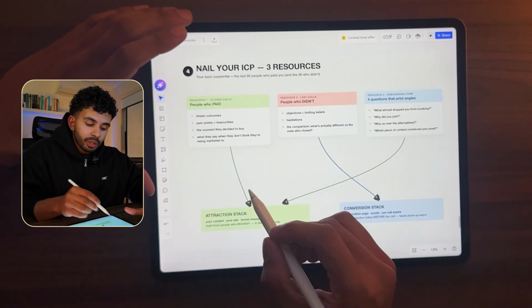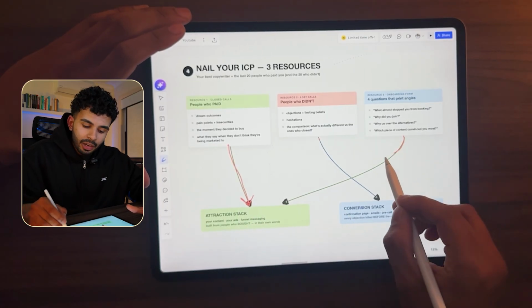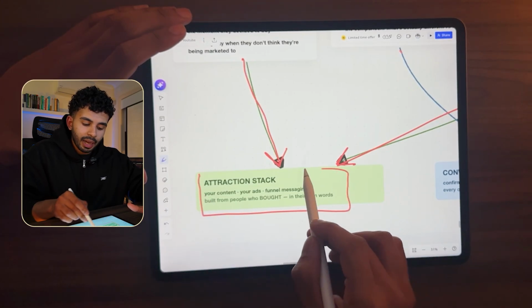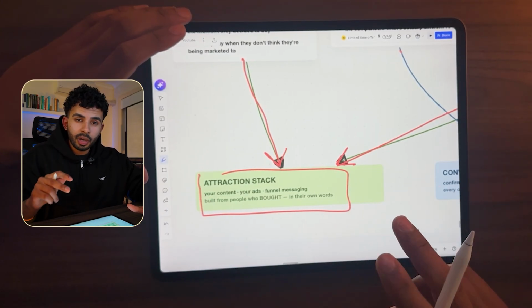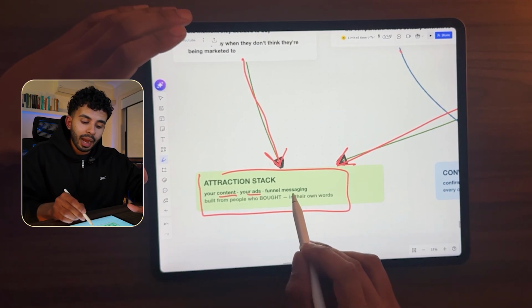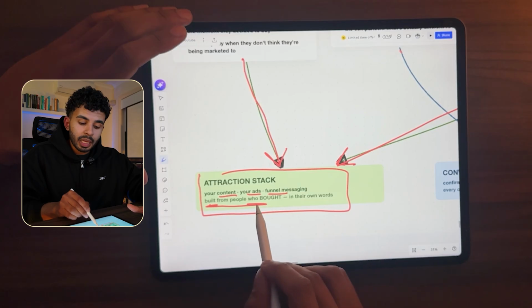And then what you're going to do is take the analysis from the sales call transcripts of people that closed and your onboarding forms, and that's going to form your attraction stack. So the messaging and the analysis you find in those 2 resources is what you're going to use for your content, for your ads, in your funnel, because you're quite literally going to build the messaging from people who bought in their own words.